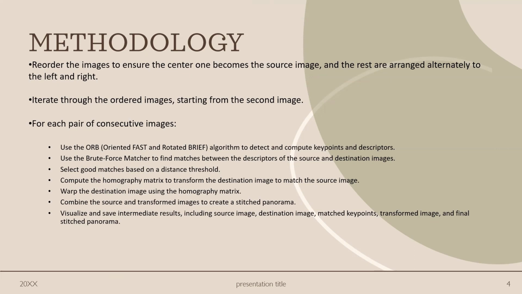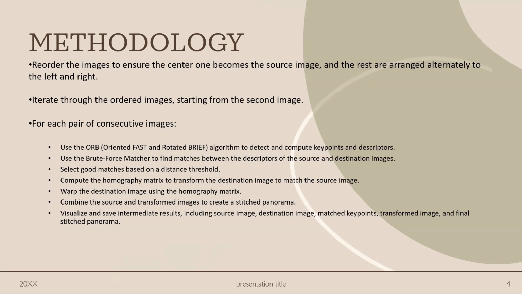Okay, reorder. First of all, we will reorder the images to ensure the center one becomes the source image and the rest are arranged alternately to left and right. Then we will iterate over the ordered images starting from the second image. Now for each pair of these consecutive images, first of all we will use ORB, which is Oriented FAST and Rotated BRIEF algorithm, to detect and compute the key points and descriptors.